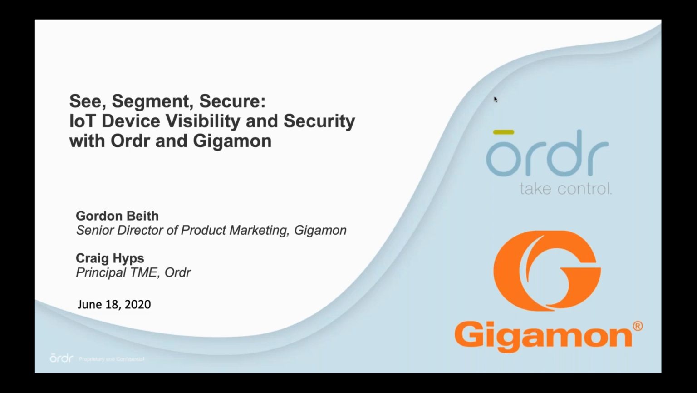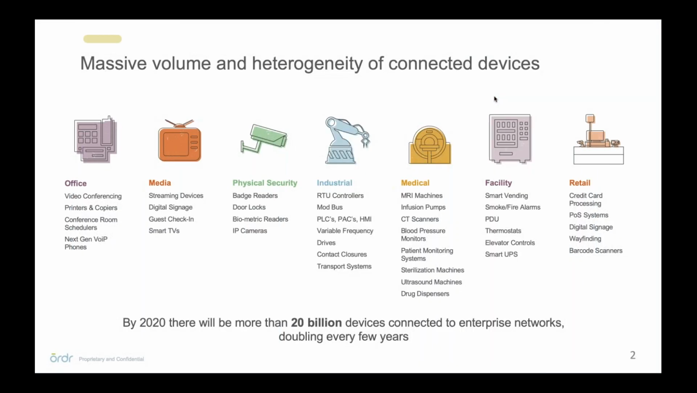Welcome, everyone. So let's get to it. This is the topic for today, and it is the fact that most customers are seeing an explosion of userless, headless devices, things that don't run agents, things that connect to your network, and you may not even be aware that they're there. There's just a huge volume of these different types of devices.